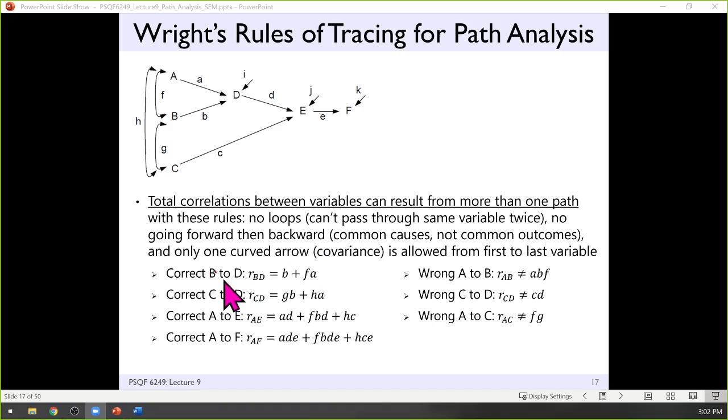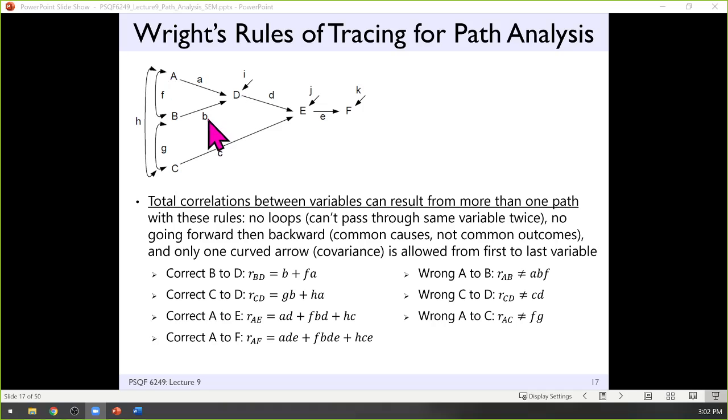So for instance, if I want to say, what is the model implied relationship between B and D? Here is part of it. So this path right here that's labeled lowercase b, that is part of the model implied relationship between B and D. But the other part of it is given by going from B over to A and then down to D.